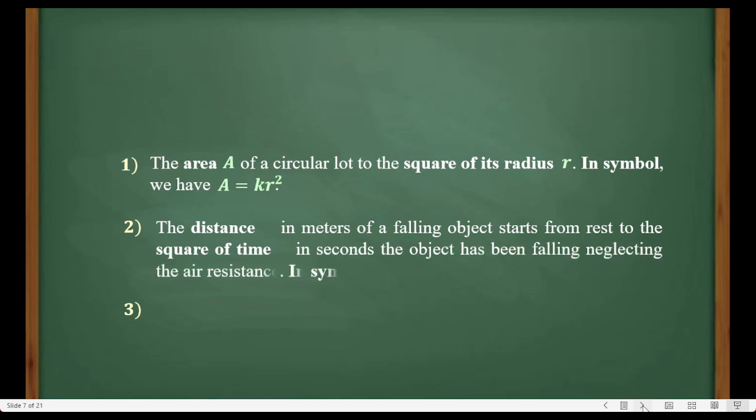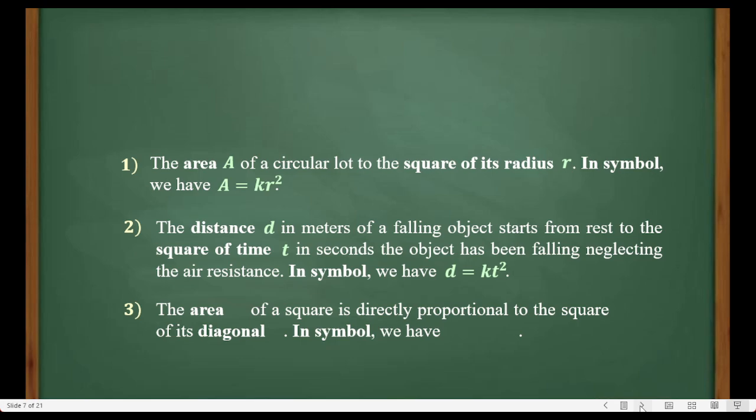Next, the distance in meters of a falling object that starts from rest varies directly as the square of the time in seconds the object has been falling, neglecting air resistance. So in symbol, first we represent the two unknown quantities by symbols. For the distance, we denote that by small letter d, and the time the object has been falling in seconds is denoted by small letter t. So in mathematical translation, that will give us d is equal to kt squared.